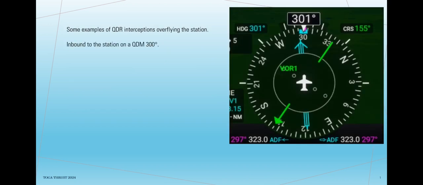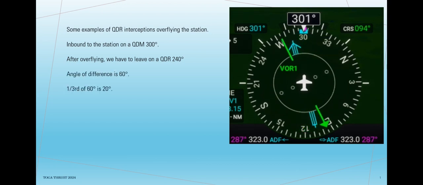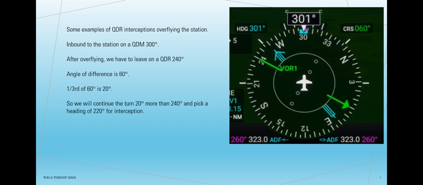Inbound to the station on a QDM 300 degrees. After overflying, we have to leave on a QDR 240 degrees. Angle of difference is 60 degrees. 1/3 of 60 degrees is 20 degrees. So we will continue the turn 20 degrees more than 240 degrees and pick a heading of 220 degrees for interception.